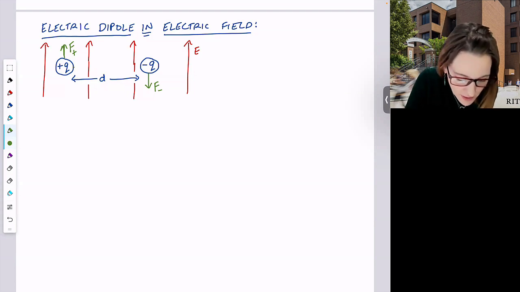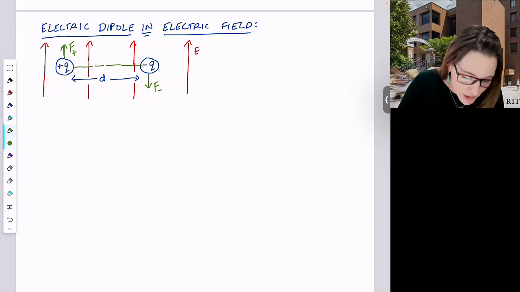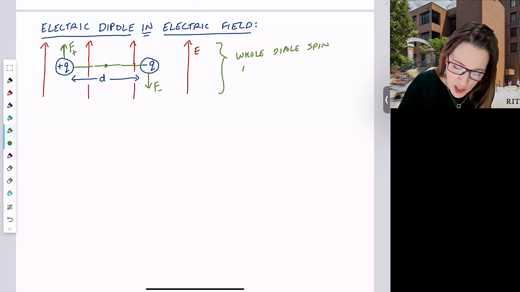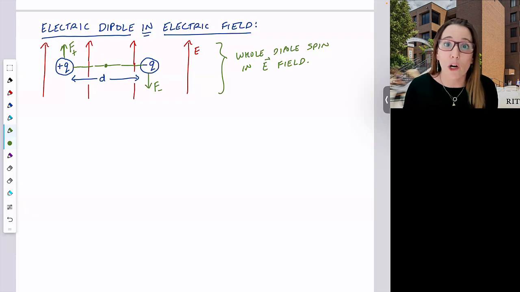And then these are rigidly attached to each other. So instead of just moving in free space, what's actually going to happen is the whole dipole will twist and spin in the electric field. Technically, that means there is a torque on this dipole. So let's look at both the force and the torque.